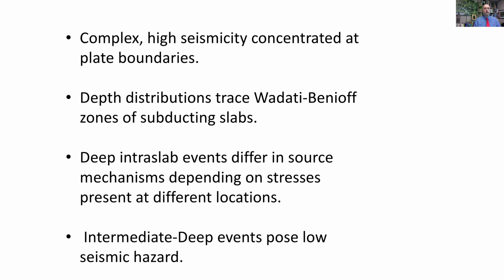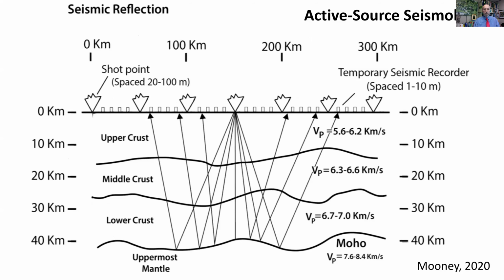So, as Sean previously said, the high seismicity is concentrated at plate boundaries. The depth distributions trace the Wadati-Benioff zones of subducting slabs. Deep intraslab events show different source mechanisms, which depend on the stress at the different locations. And as you know, because these earthquakes are very far from the Earth's surface, intermediate and deep events pose relatively low seismic hazards. But what about active source seismic, for example, seismic reflection methods for studying the structure of Indonesia?